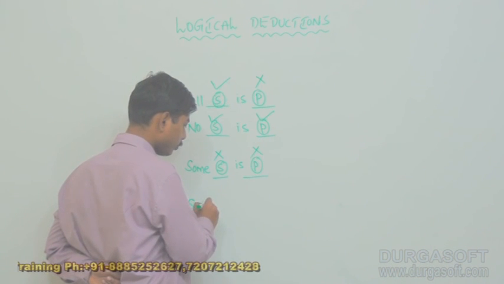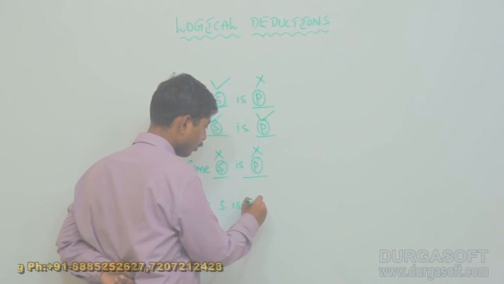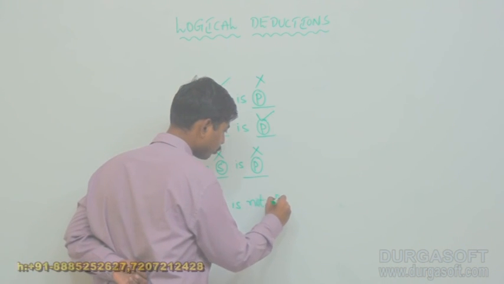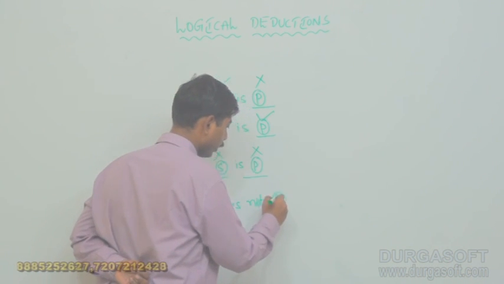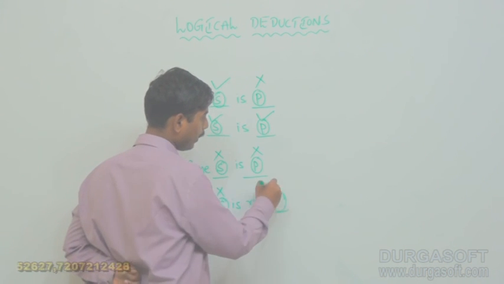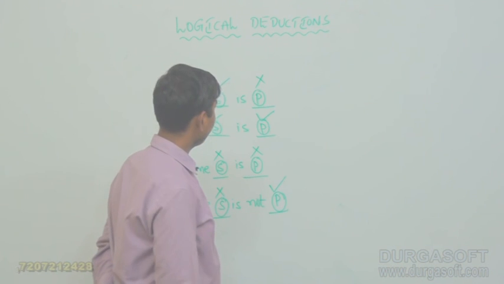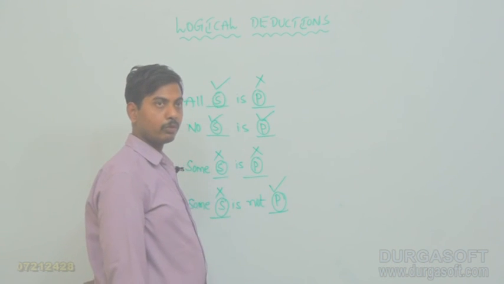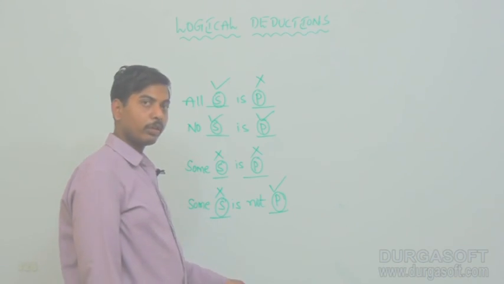Let us go for the next one, the particular negative statement. Particular negative statement means Some S is not P. This is the syntax of a particular negative. Here the subject is not defined well, the predicate is defined well. This is the distribution process with respect to the statement-wise. Okay, let us go for the next one.